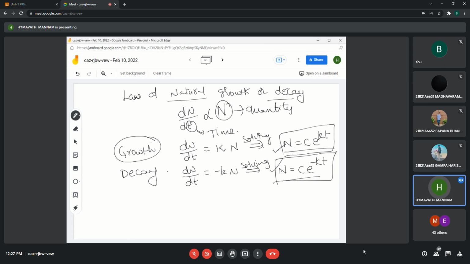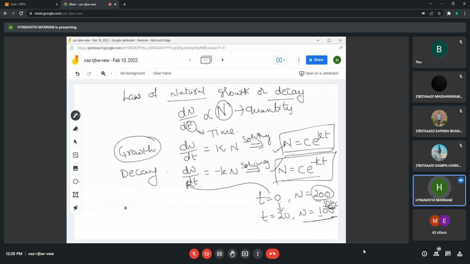Just observe the given values in the problem. If the values are decreasing, then you can consider that it is decay. If the values are increasing, we already know that initially time t is equal to 0, so n is equal to some 200 they will give. Within 20 minutes it is 100. See here, time is initially 0. In 20 minutes n is equal to 100. So from 200 to 100, this is decreasing. If the values are decreasing, you can use this formula.